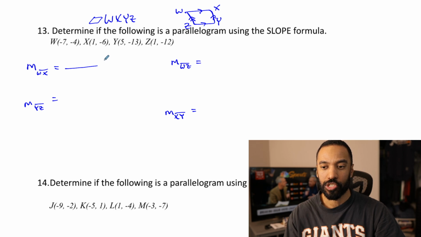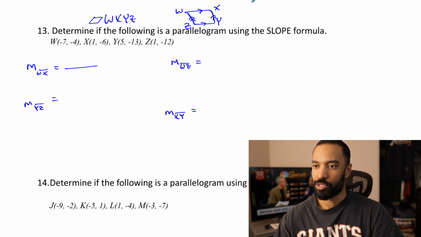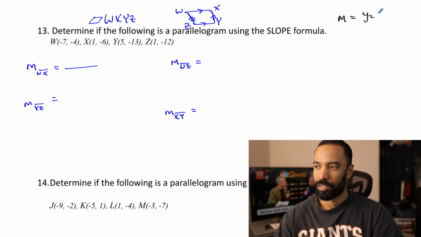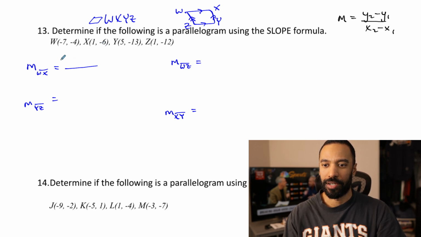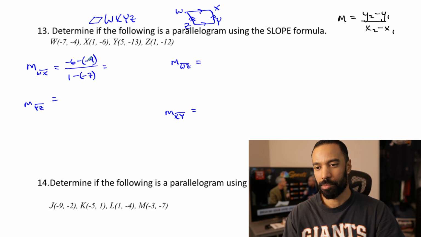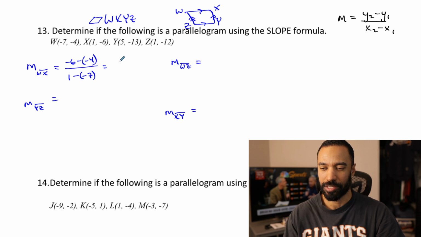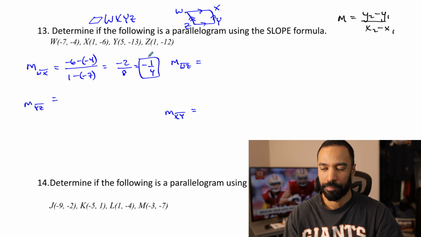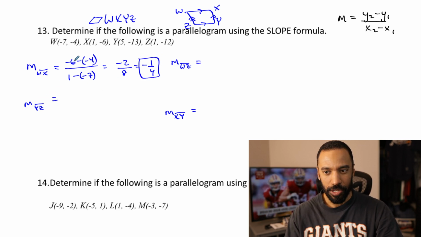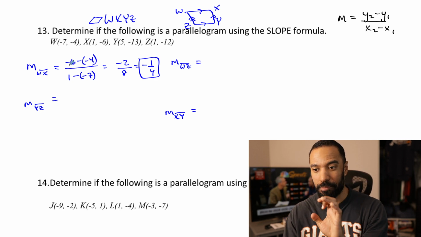Now remember, by the way, if you're going to use the slope formula, I'll do it once: y2 minus y1 over x2 minus x1. I am using the slope formula right here, from W to X. -6 plus 4 is -2. And then 1 plus 7 is 8. That's -1/4. Now this one, I'm going to not write out the formula. I am using the formula, but I'm subtracting in my head.